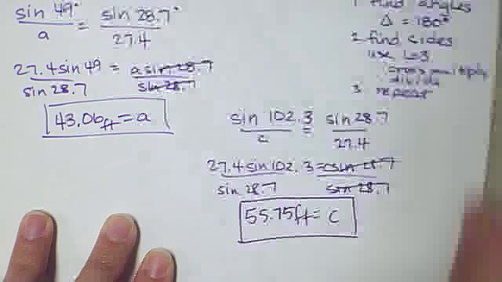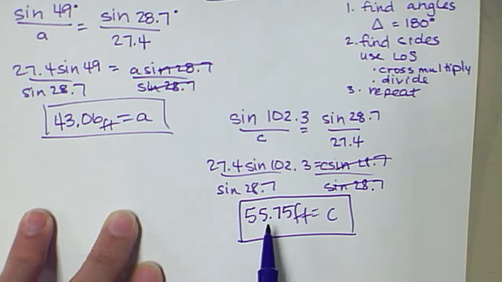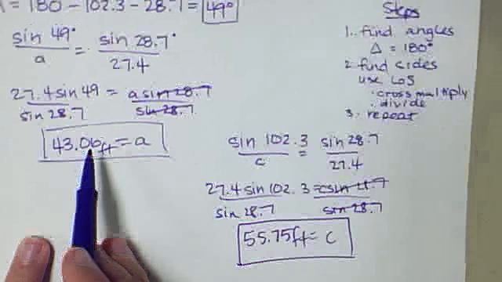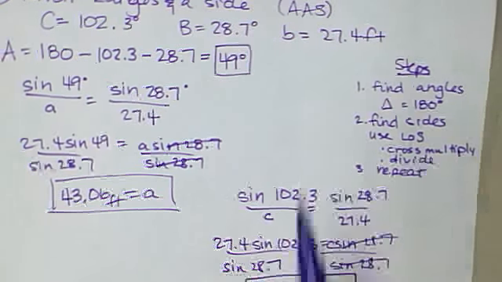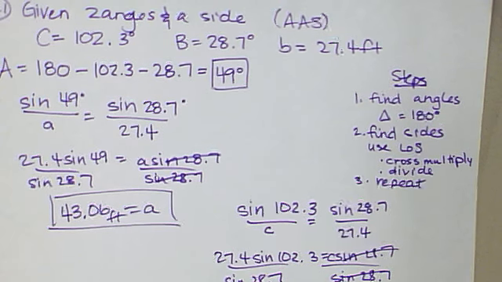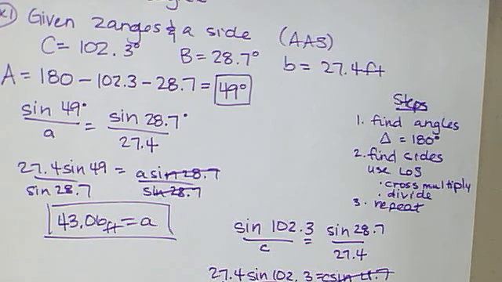Let me point out to you that my largest angle, 102, matches my largest side. Okay? My next largest angle is 49 degrees. My next largest side is 43. My smallest angle, 28.7, goes with 27.4 feet. That's a good way to check that you have the right information, to check that your smallest sides correspond to your smallest angles. Now I have 3 sides and 3 angles, so I'm done.